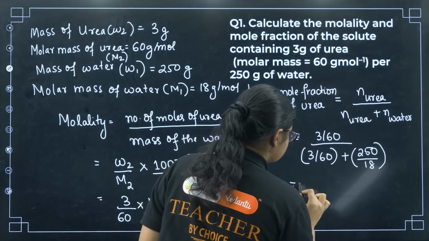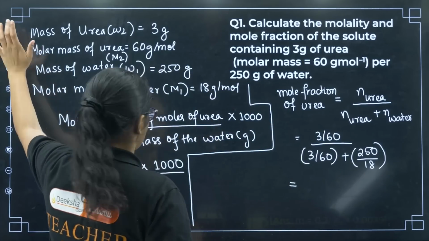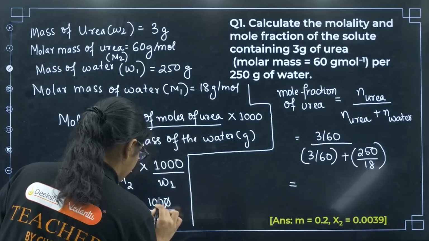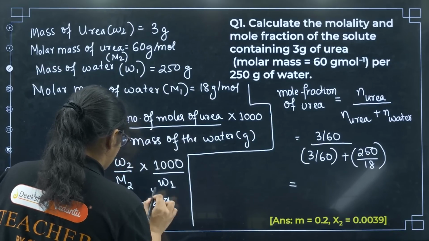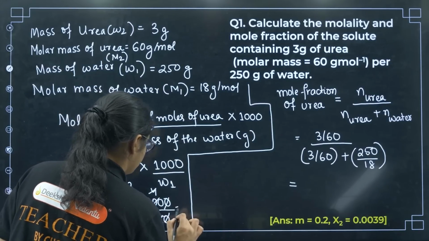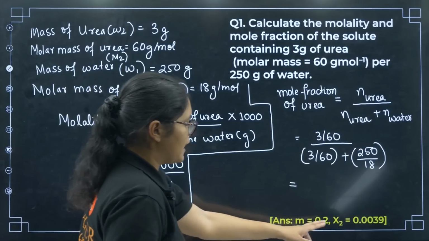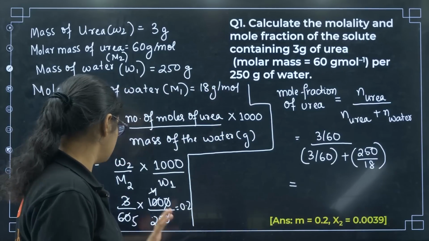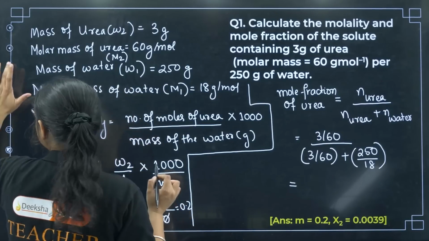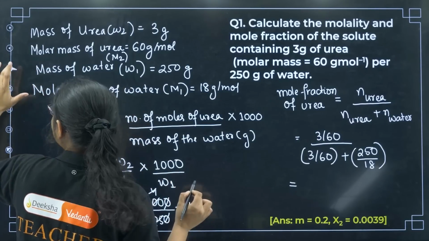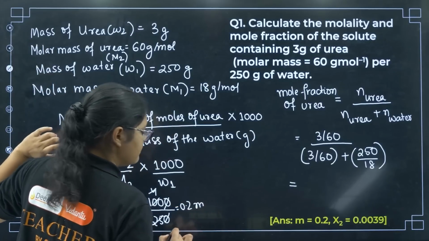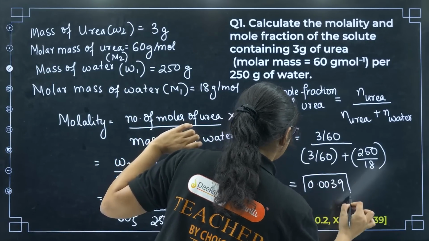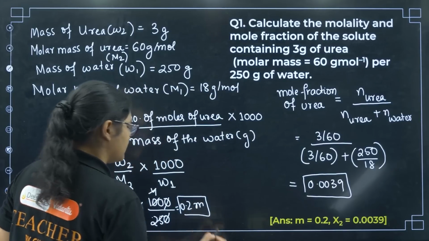Now if I solve this, how much will I get as the answers? Molality I will get here as 0.2. I can calculate it like this also: this is 4, then I have 12, 5s are 1 by 5, that is 0.2. And the mole fraction I will get is 0.0039. So you can check the calculation. Here the unit will be 0.2 m, and for mole fraction it is 0.0039. There are no units. You can put the final answer in boxes.